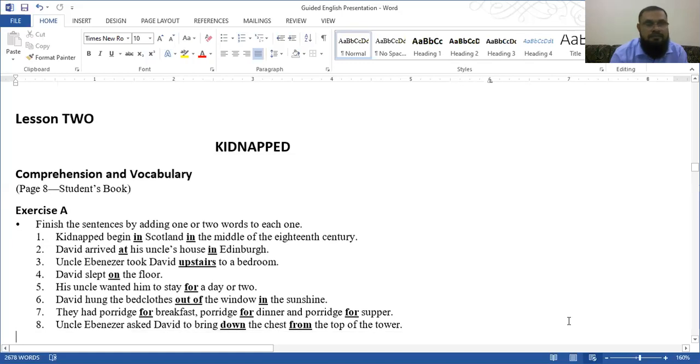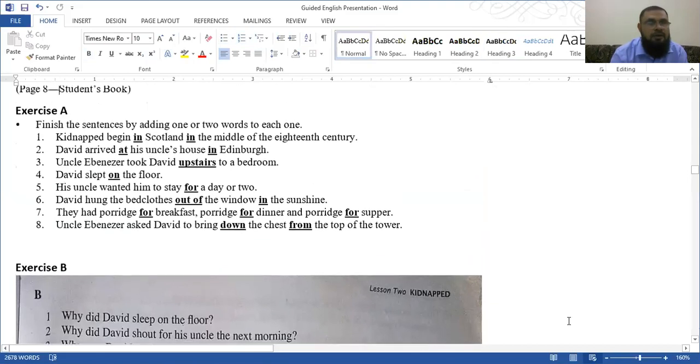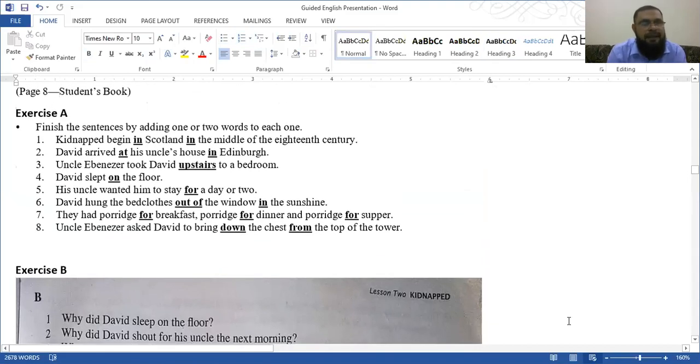Number one, Kidnapped begins in Scotland. There is a blank space in. You will put in: Kidnapped begins in Scotland in the middle of the 18th century. Number two, David arrived at his uncle's house in Edinburgh. Students, you can see the underlined and bold words. These are the blanks. I've done the exercise for you and also reading for you.